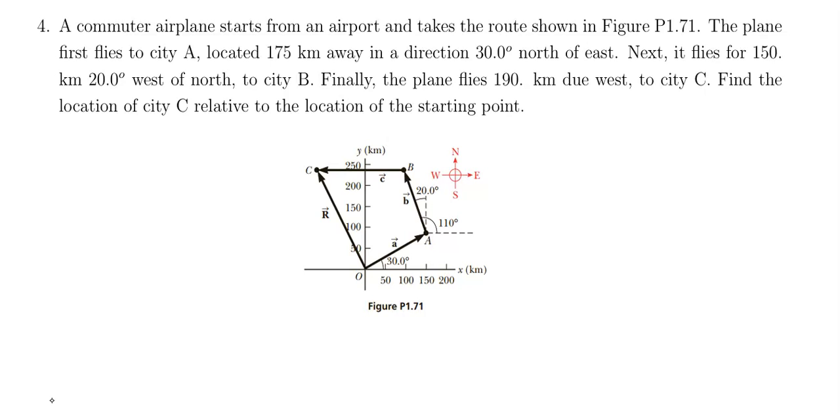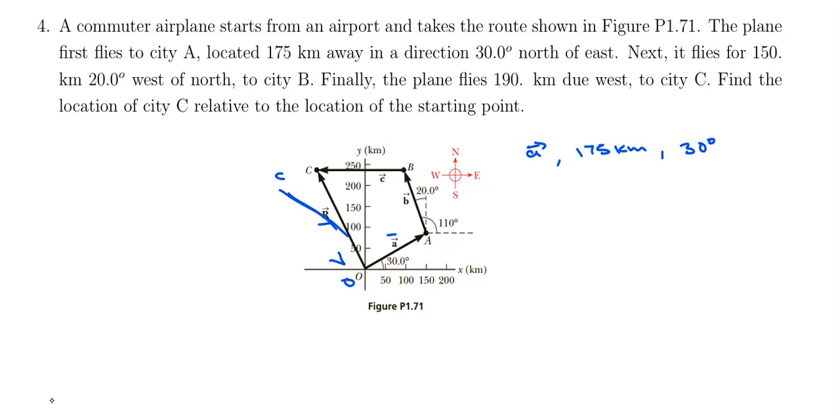So the starting point is at O and seat C is here. We have been asked to find this, because it's C relative to the starting point. What we are going to do next is identify the vectors. So vector A, this vector A, is 175 kilometers. Then the direction is 30 degrees.